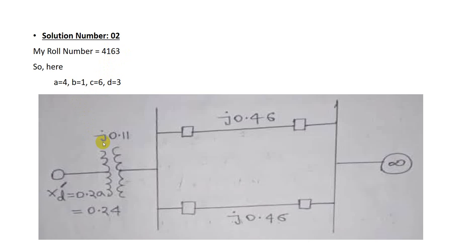So there was j 0.1B. I have exchanged this B with 1, that's why there is j 0.11, and there was A, and I have changed A with my roll number digit 4, that means here 0.24, and here was 0.4C. I have exchanged with my roll number code C equal 6. Here I have input this value of C.